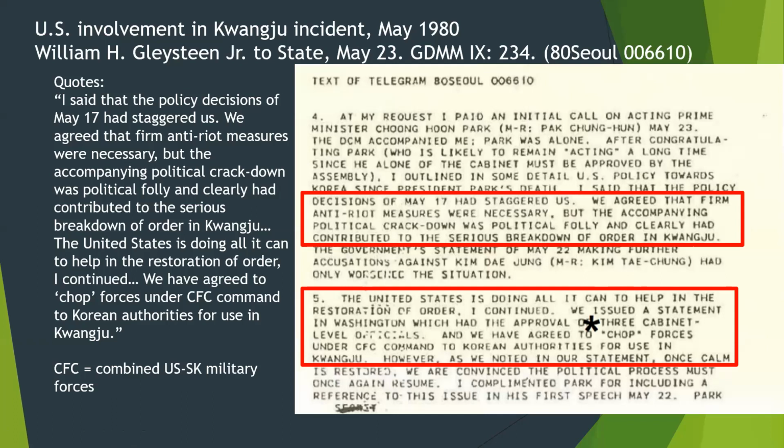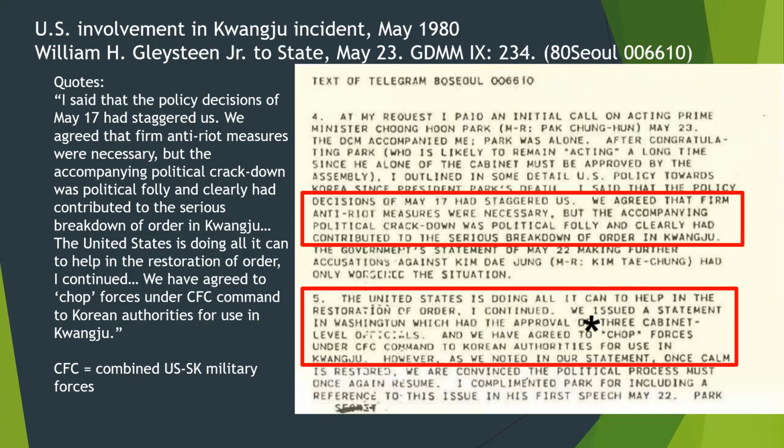This is from the US ambassador to South Korea. He said, I said that the policy decisions of May 17th had staggered us. We agreed that firm anti-riot measures were necessary, but the accompanying political crackdown was political folly and clearly had contributed to the serious breakdown of order in Gwangju. And then later, in number 5, he says, the United States is doing all it can to help in the restoration of order. I continued, we have agreed to chop forces under the CFC command, which is the combined US-South Korean military forces, to Korean authorities for use in Gwangju.